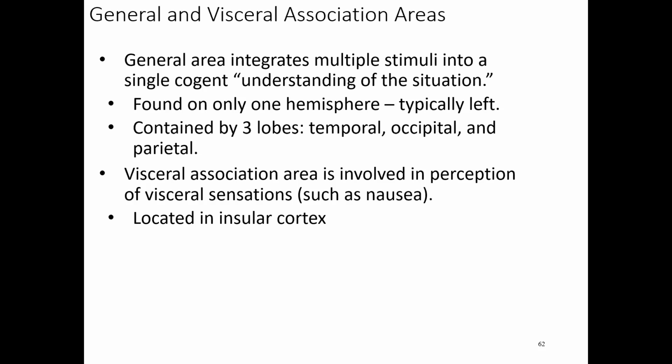Now, the visceral association area is a perception of visceral stimulus. If we are exposed to a very unpleasant odor and we become nauseated, that's a visceral response. That's the visceral association area, using olfactory and maybe even gustatory, and maybe even visual input to tell us something is unpleasant. And the visceral association area is found in the insula.